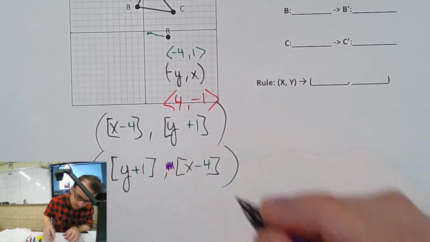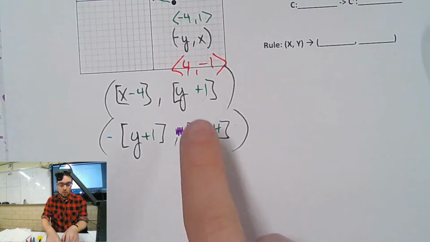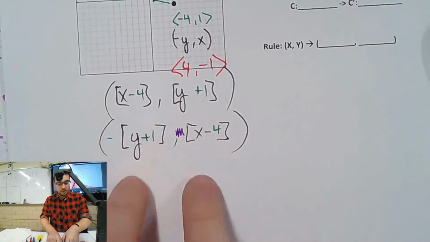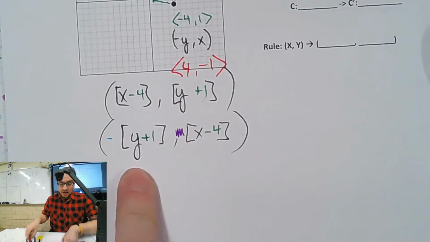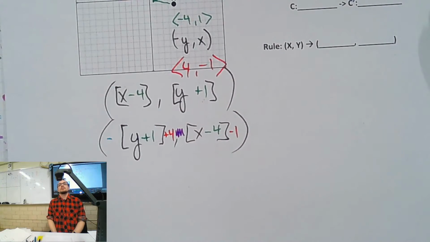Ignore the purple. Are we good? Flip them, negate the first one. See how the y plus 1 goes all together? It's not just switching the variables, it's switching the whole thing. Okay? Then we add 4 and subtract 1.